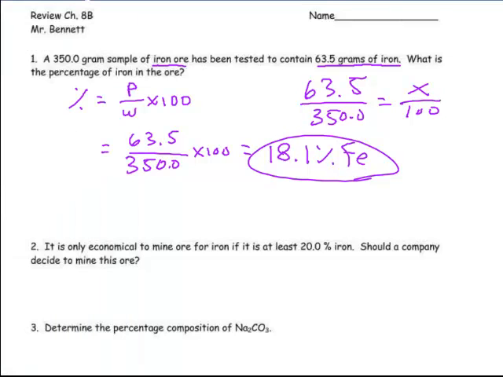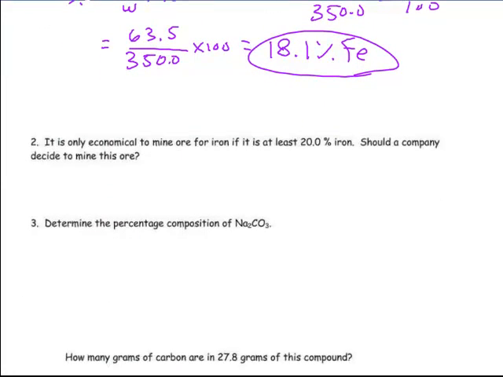The second question is, it's only economical to mine it if it's at least 20%. Should they do it? Well, the answer to that would be no, because if it has to be 20, 20 is greater than 18.1, and so you would not want to mine that ore.